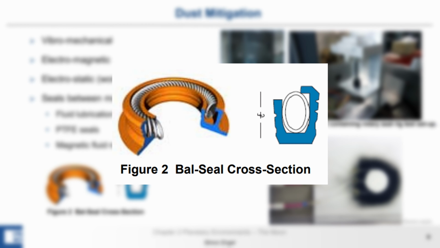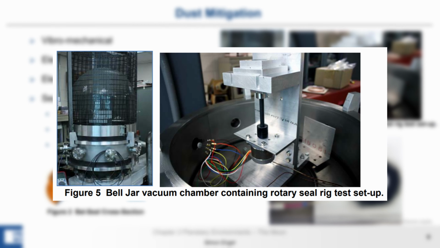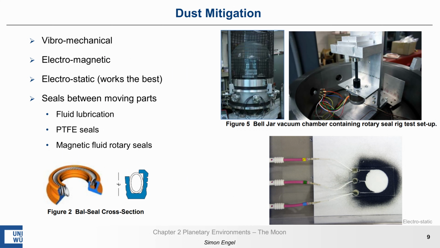In these images you can see how such a spring-loaded Teflon seal looks like, and the testing jig that was used to test these seals for 10,000 cycles, while being exposed to lunar simulant material.